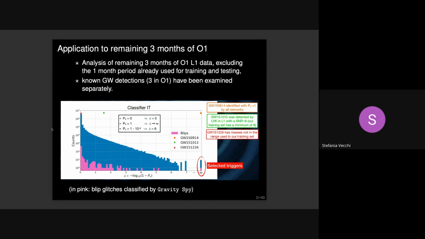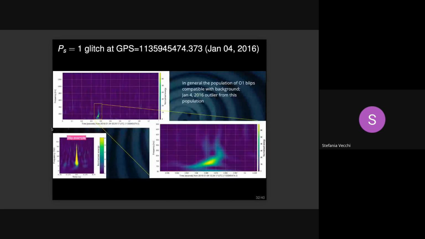We thought this was interesting because there is this blip that basically looks like a signal. So we looked at the glitch at this time. That was January the 4th, 2016, and it looks like that when you make a close-up. This is more or less the typical blip. But we saw that this one doesn't really look like a blip. It looks somehow different. Maybe here it looks like a blip, but when you look at it closer, it looks more chirpy, let's say.